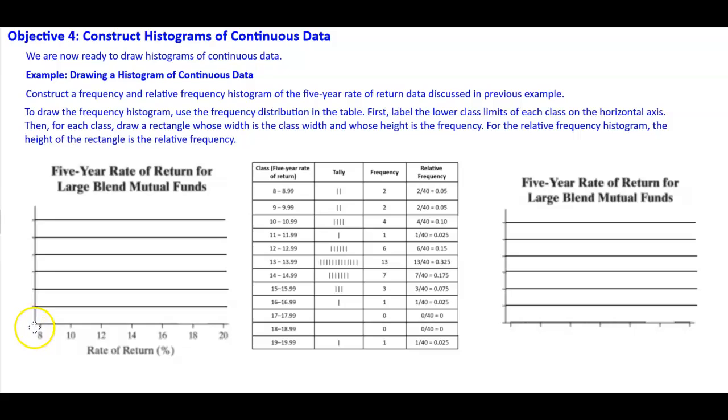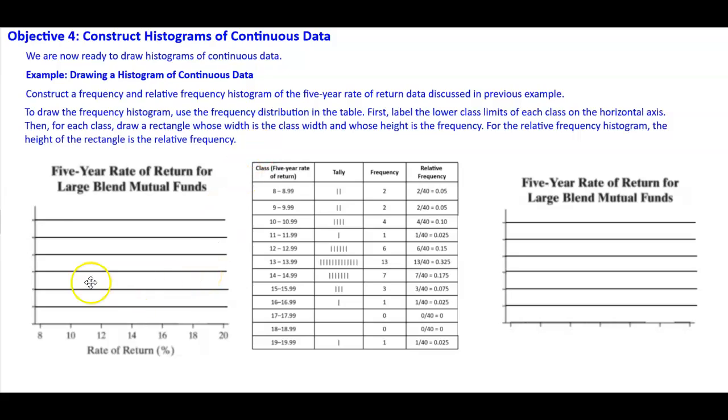So you see there's a gap here between 0 and 8. Because we're starting with the lower class limits, we have 8, and then there's 9 in the middle, and then there's 10, and then 11, and then 12, all the way up to 20, since we go from 8 to 20. And then for each class, we're going to draw a rectangle whose width is the class width, and whose height is the frequency. Now, for the relative frequency histogram, the height of the rectangles is the relative frequency.